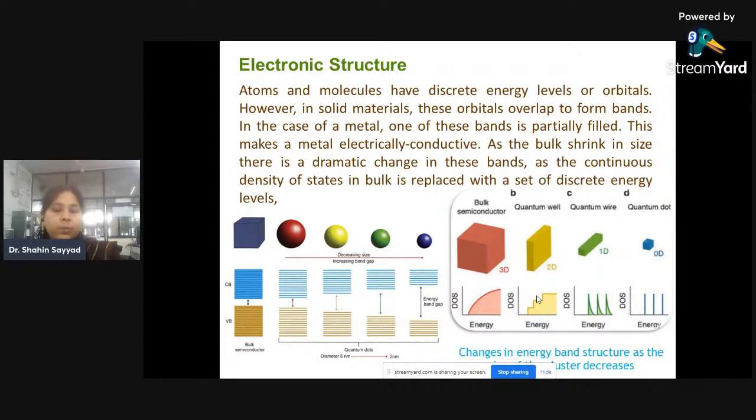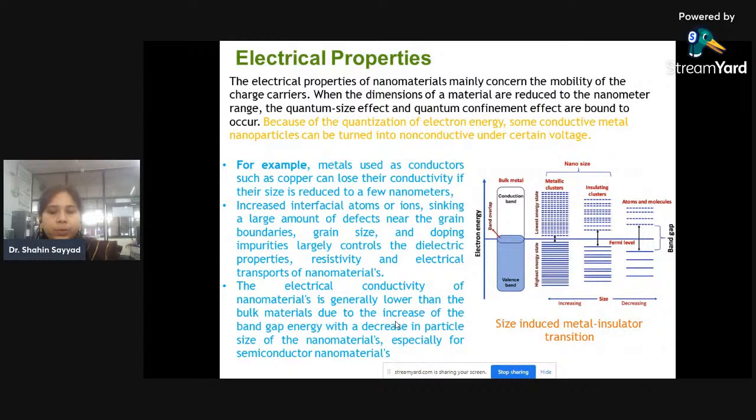Okay. So why do gold nanoparticles have different colors? Because of the change in particle size. Because of the change in particle size, there is a change in band gap, and because of the change in band gap, there is a change in absorption wavelength, which results in the appearance of different colors. Okay. And the electrical properties of the nanomaterial are also related with the band gap. Copper, which we take as a conductor at the bulk level, becomes an insulator at the nanoscale, because the continuous band gets separated into separate bands.